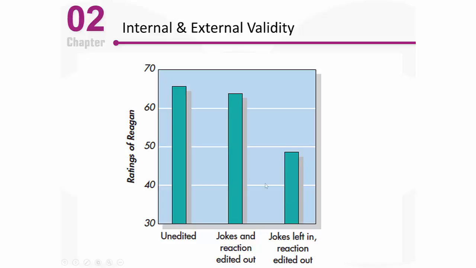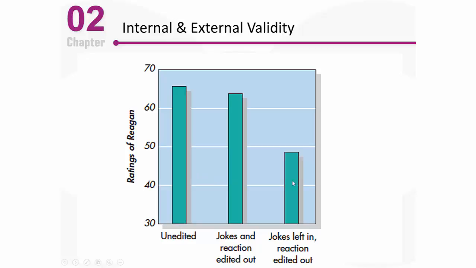Couldn't it just be that maybe there were older people in these two conditions, and they're more likely to like Reagan's humor, but there were younger people in this condition, and they're interested in a different level of humor, they're younger people, and that's why they rated him more negatively? Is that possible? And that would be a real problem with our study, right? But my point is that's very unlikely, because remember, we randomly assigned people to these conditions.